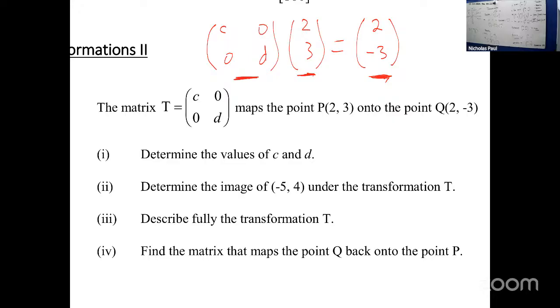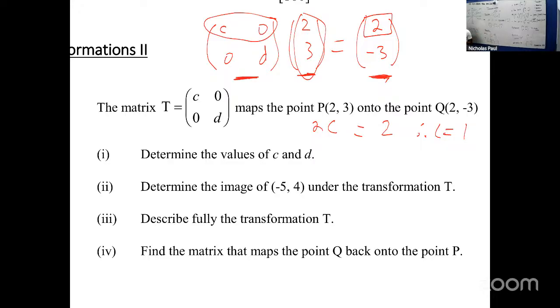No, so you're going to multiply it out. Just multiply it out. Multiply row by column. When you multiply row by column, what are you getting? You're getting 2C, very good. What is that equal to? That's equal to this. So now you can say that C is 1. Exactly what we have here. You see that?